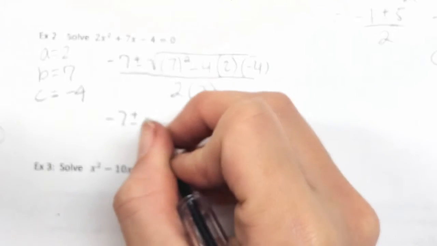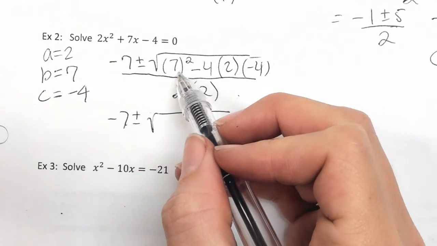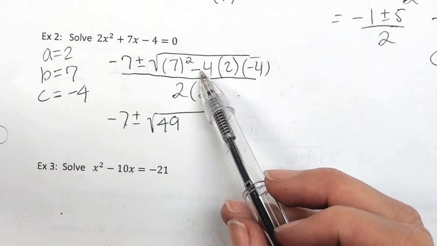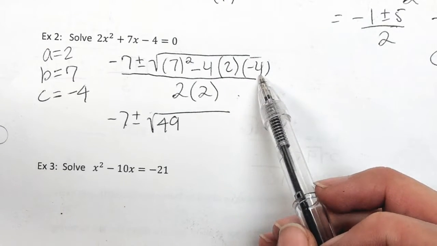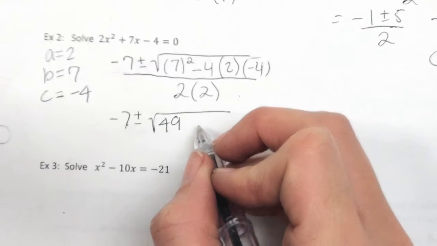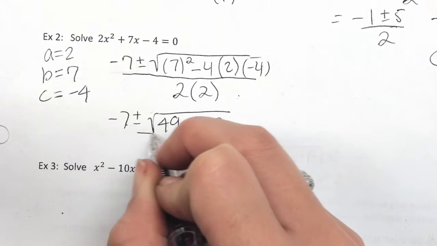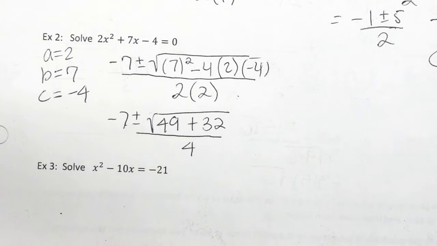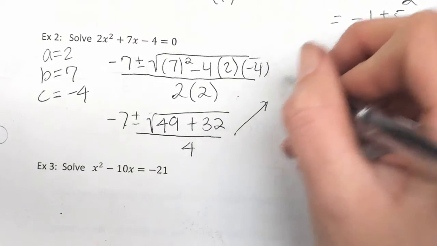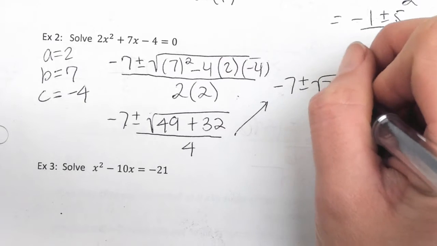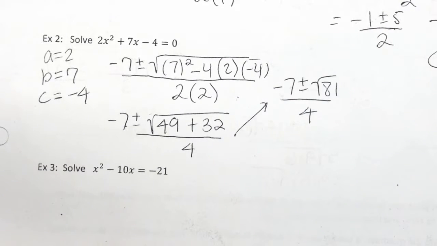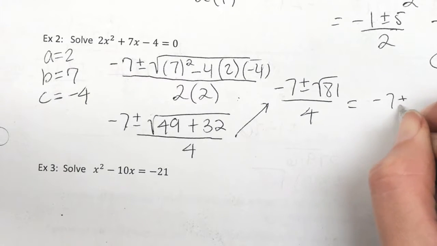So 7 squared would be what? Come on, guys. 49. And then this term, what's negative 4 times 2 times negative 4? Good. Positive or negative? Good, because of the 2 negatives. Over 4. Alright, what's 49 plus 32? 81. Very good. And then what's the square root of 81? So we have negative 7 plus or minus 9 over 4.